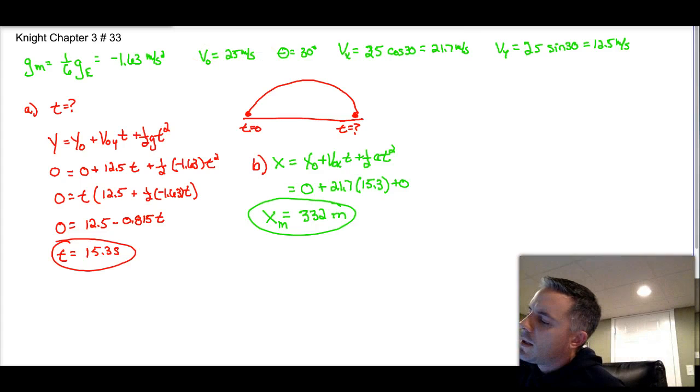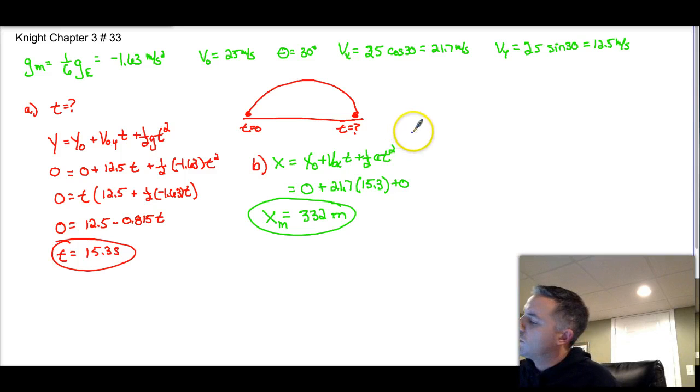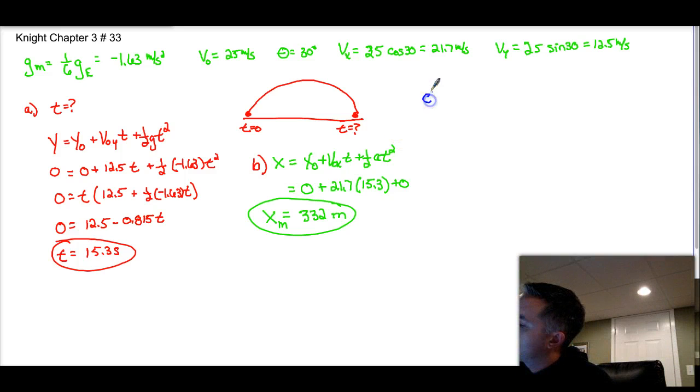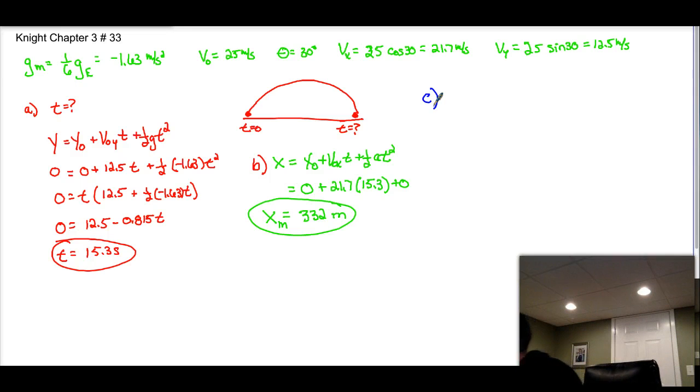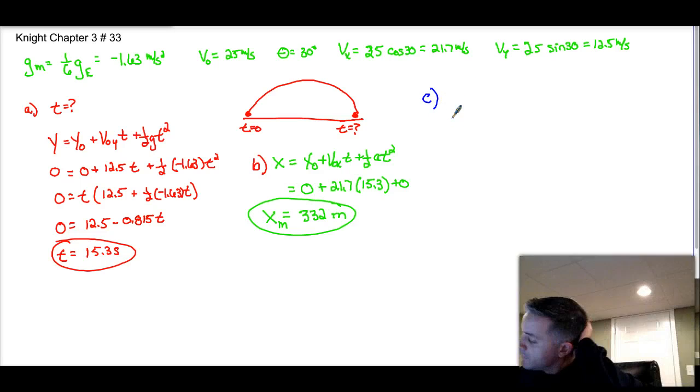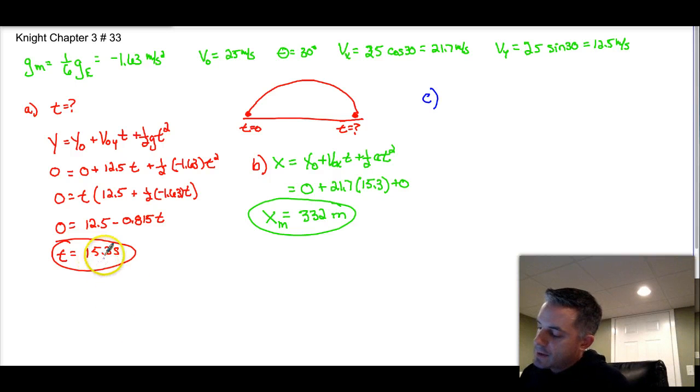Part C is where we put everything together. All right, we change it up a little bit. We'll do this in blue. So part C asks, ignoring air resistance, how much farther would it travel on the moon than on Earth? So what we're going to do is we need to know how far it travels on Earth. And because of this gravity thing, the time is going to be different as well.